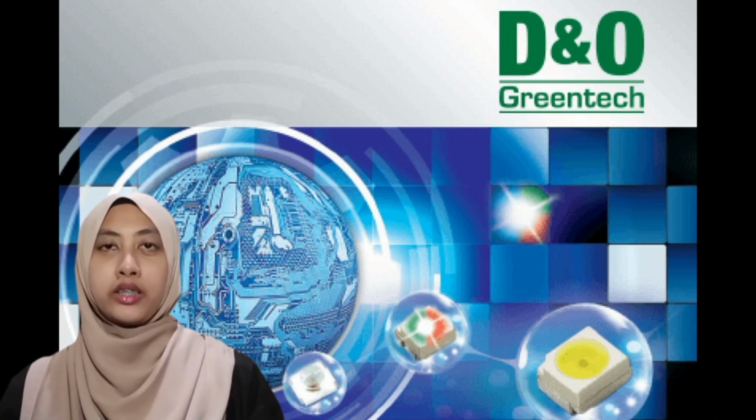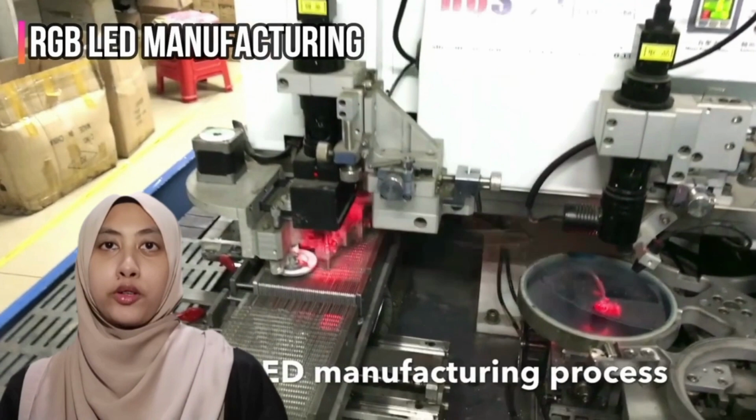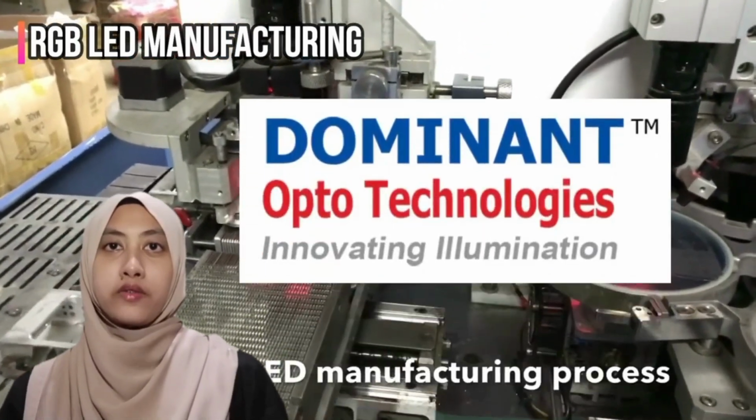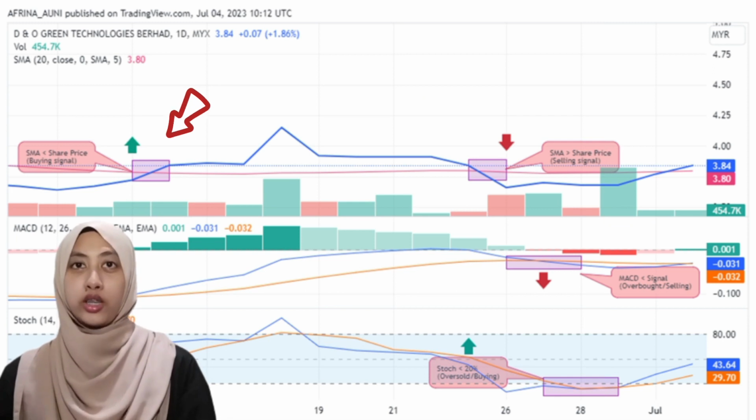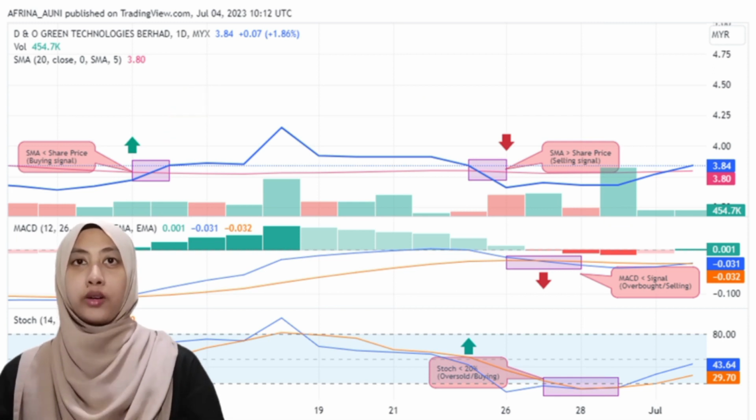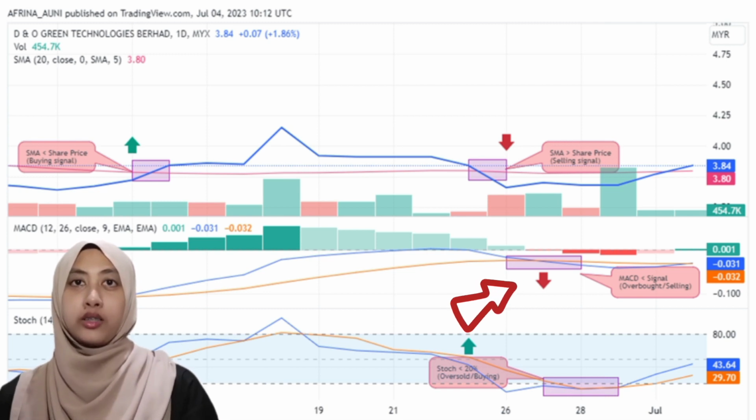DNO Green Technology Berhad is an investment holding firm established in Malaysia. It is a producer of LEDs that provides service to automakers. On 12 June 2023, the SMA is lower than the share price, which is a buying signal, while on 23 June, the SMA line is higher than the share price, which is a selling signal. On 27 June, the MACD line crossed below the signal line, which is a selling signal.